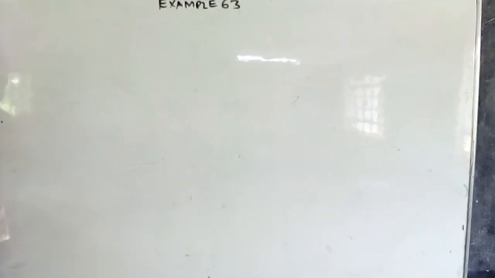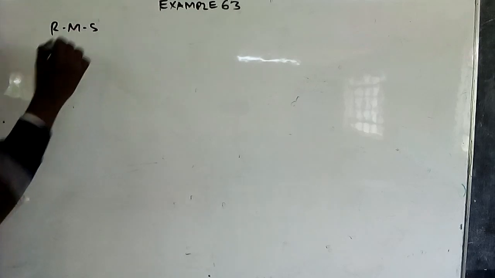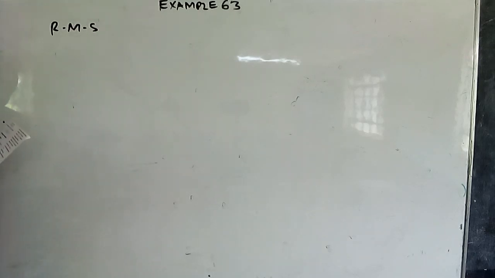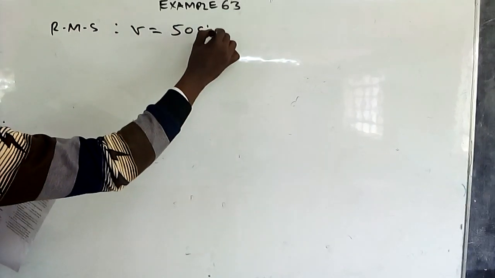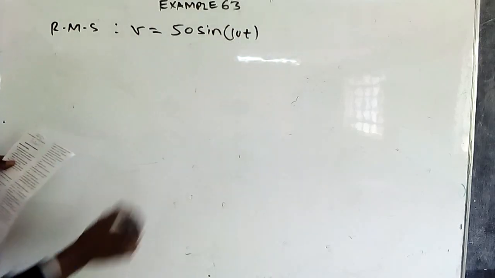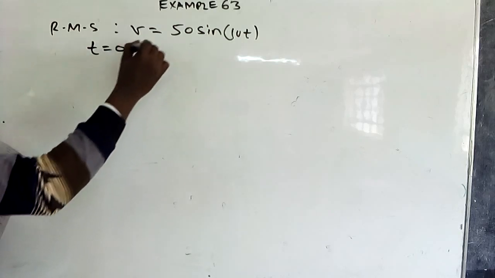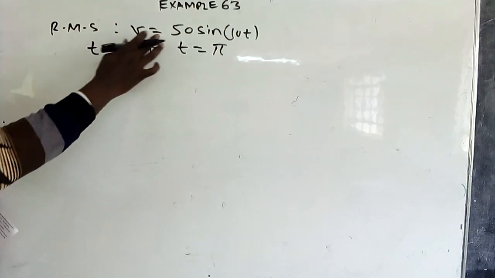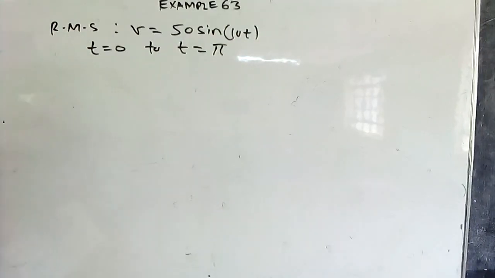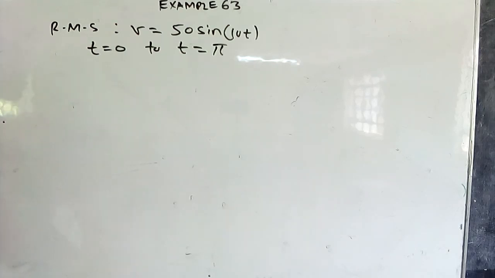Example number 63, determine the root mean square value. You've been told to determine the root mean square value of the voltage function V equals 50 sine 10t volts in the interval t equals 0 to t equals pi, correct to two decimal places.